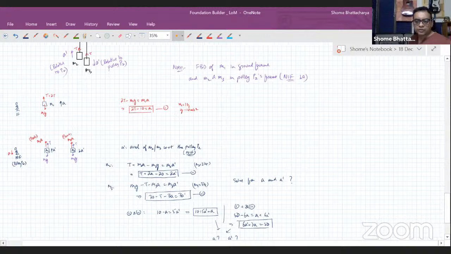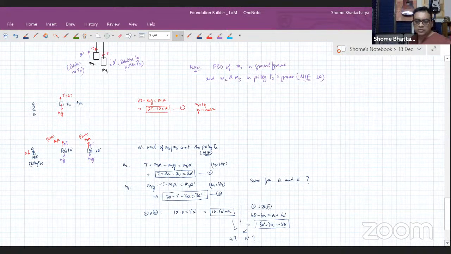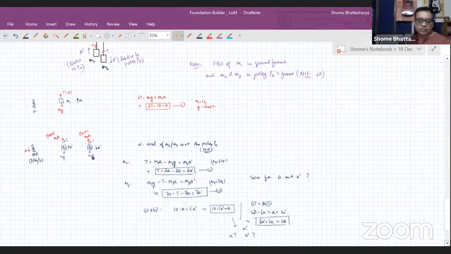So first of all, be careful about the free body diagrams, especially the second and third one, because we are using pseudo force concept. And then also pay attention to the equation solving. I'm coming to the last part.